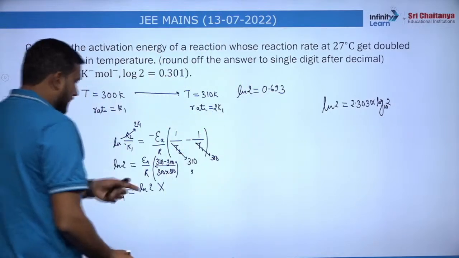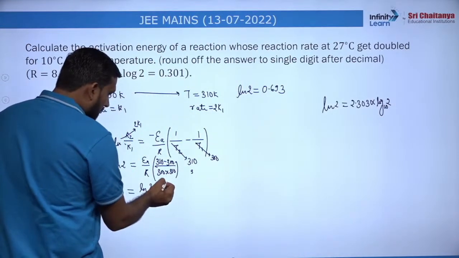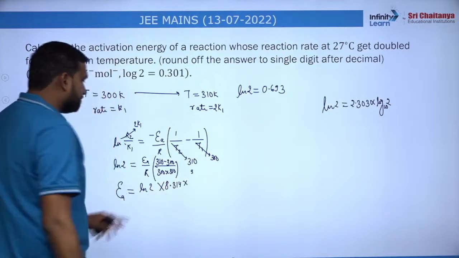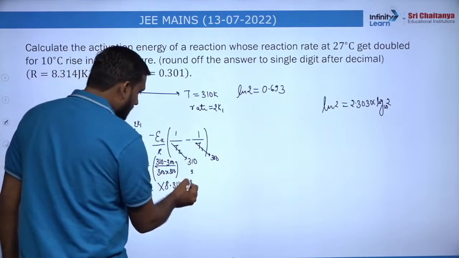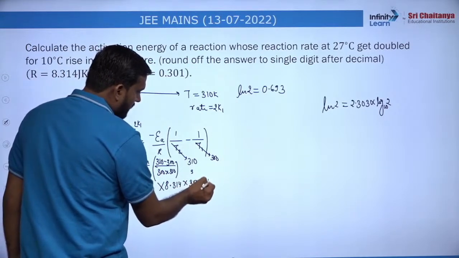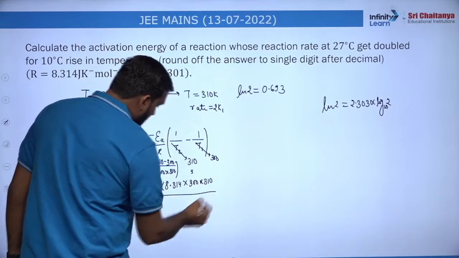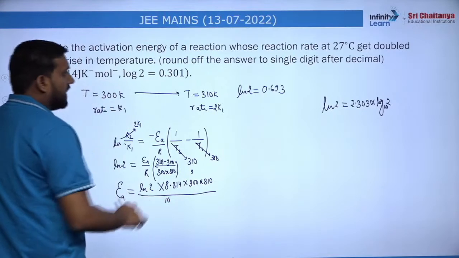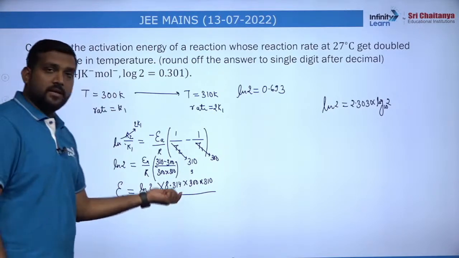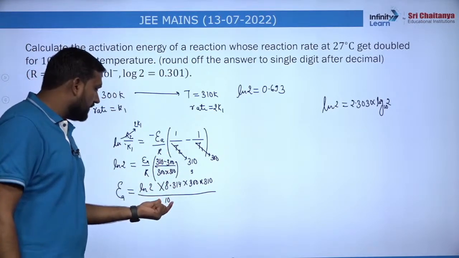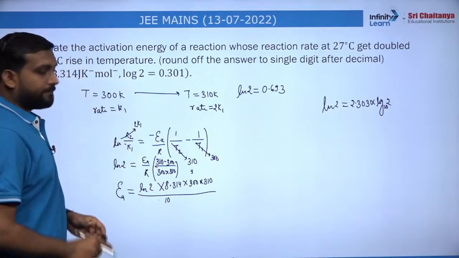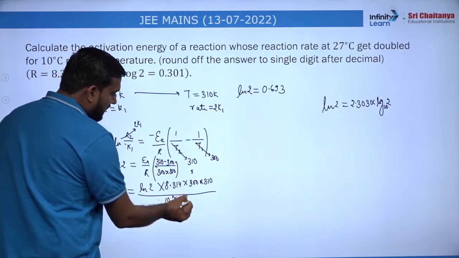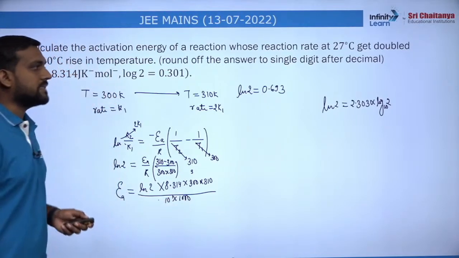Now just substitute these values here and you will get your answer. R is given in the question, then it will be 300 into 310, and divide it by 10 and divided by 1000. Why am I saying that you have to divide it by 1000? Because you have to convert the value into kilojoules. Divide it by 1000 and you will get your answer, and I think the answer comes out to be 53.6, something like this.